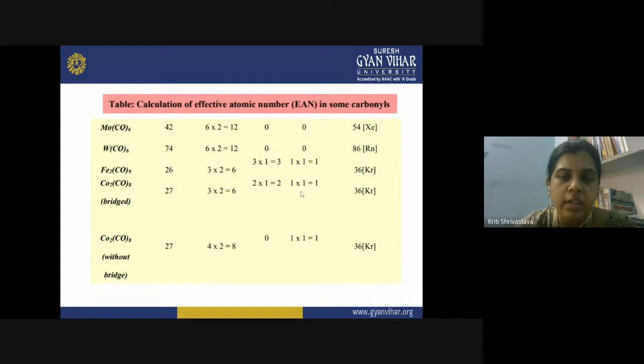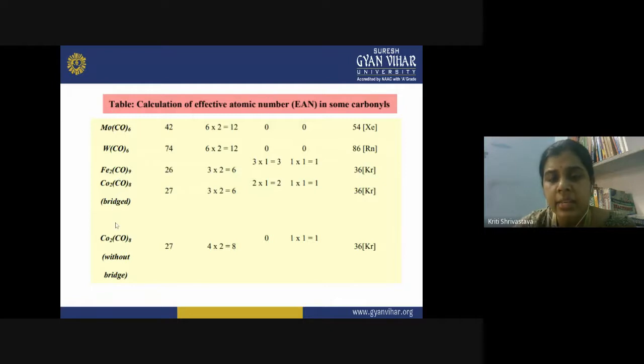And the cobalt atoms also have a metal bond. So one electron we are getting from here. As a result, in the bridged structure of this octacarbonyl dicobalt compound, we get a total of 36. So this is equal to krypton. So for this type of isomer, which is present at low temperature in the crystalline form of this carbonyl compound, it obeys 36. It obeys the effective atomic number rule.